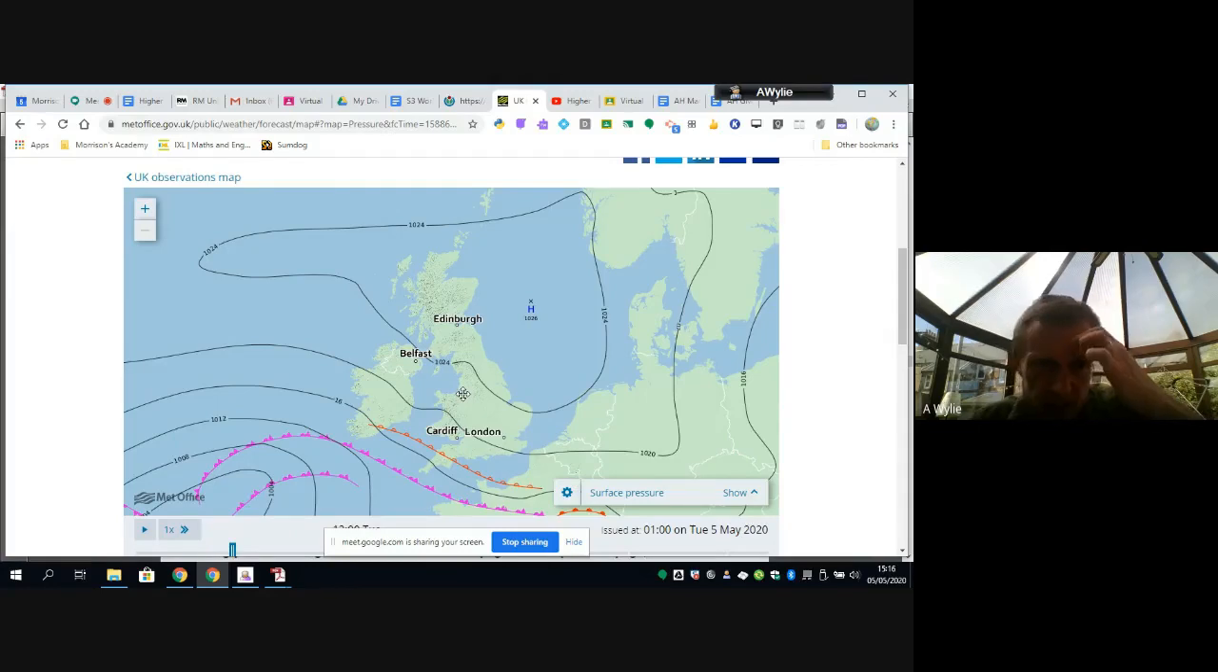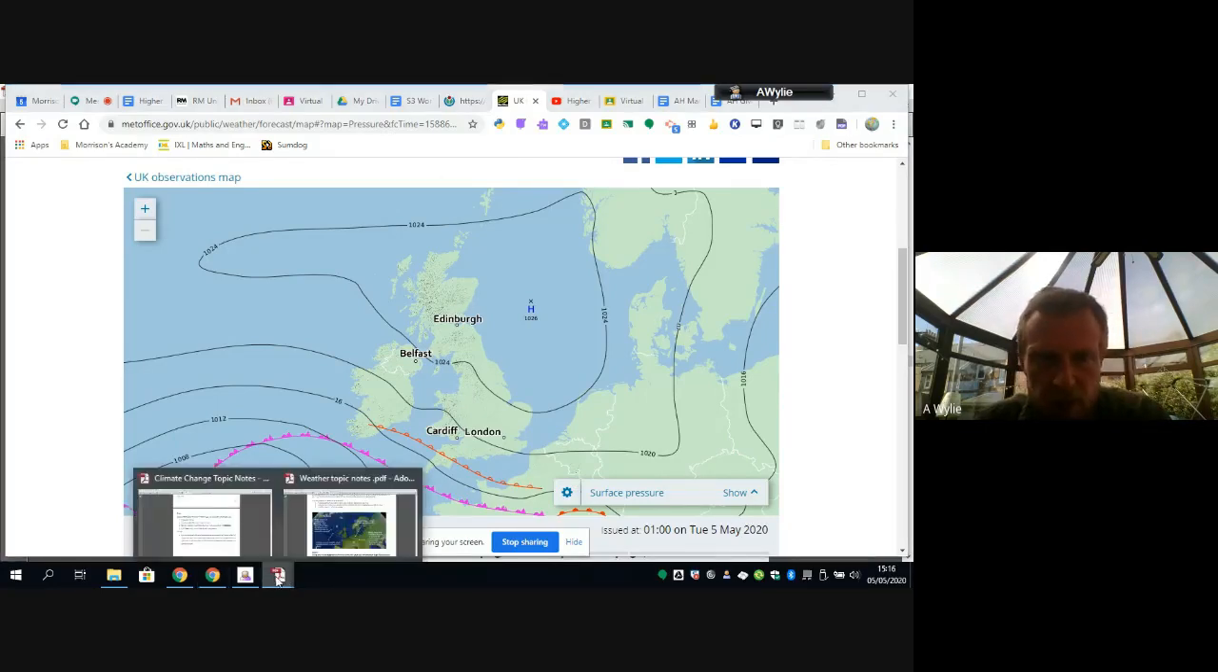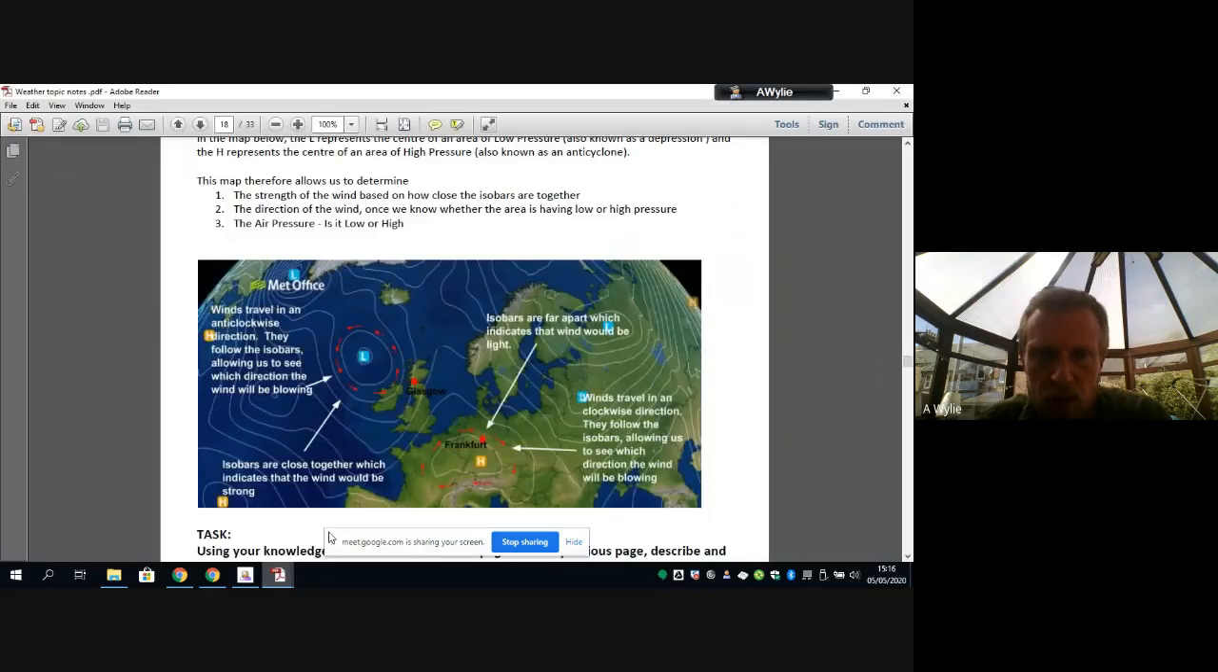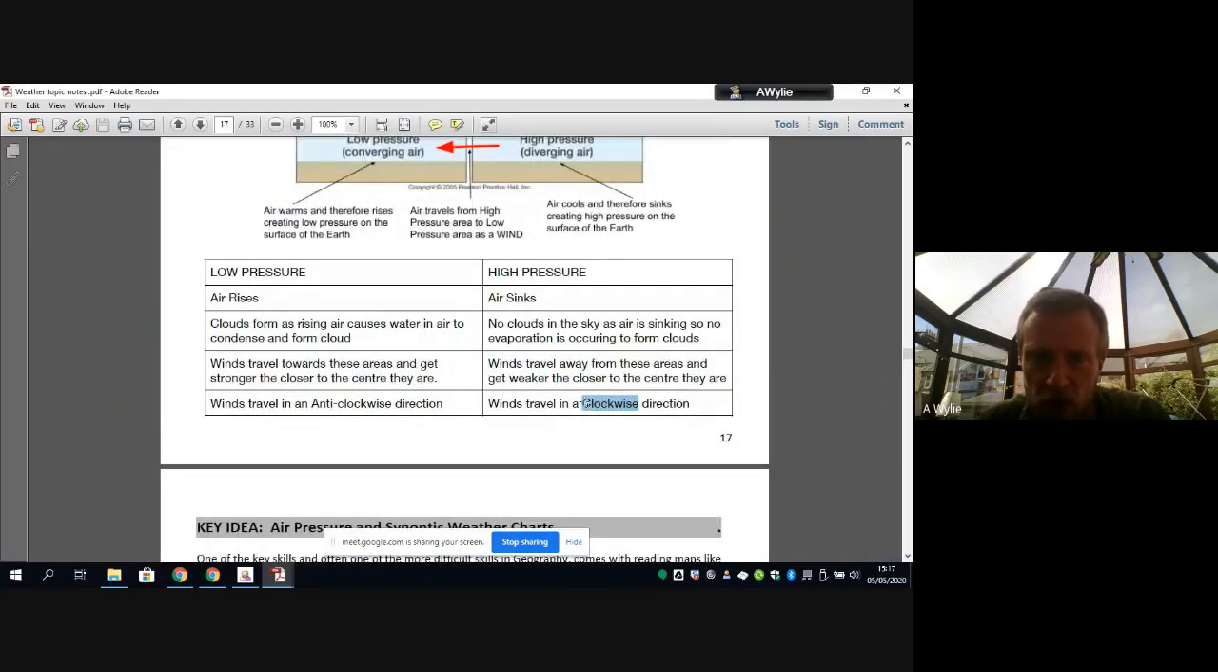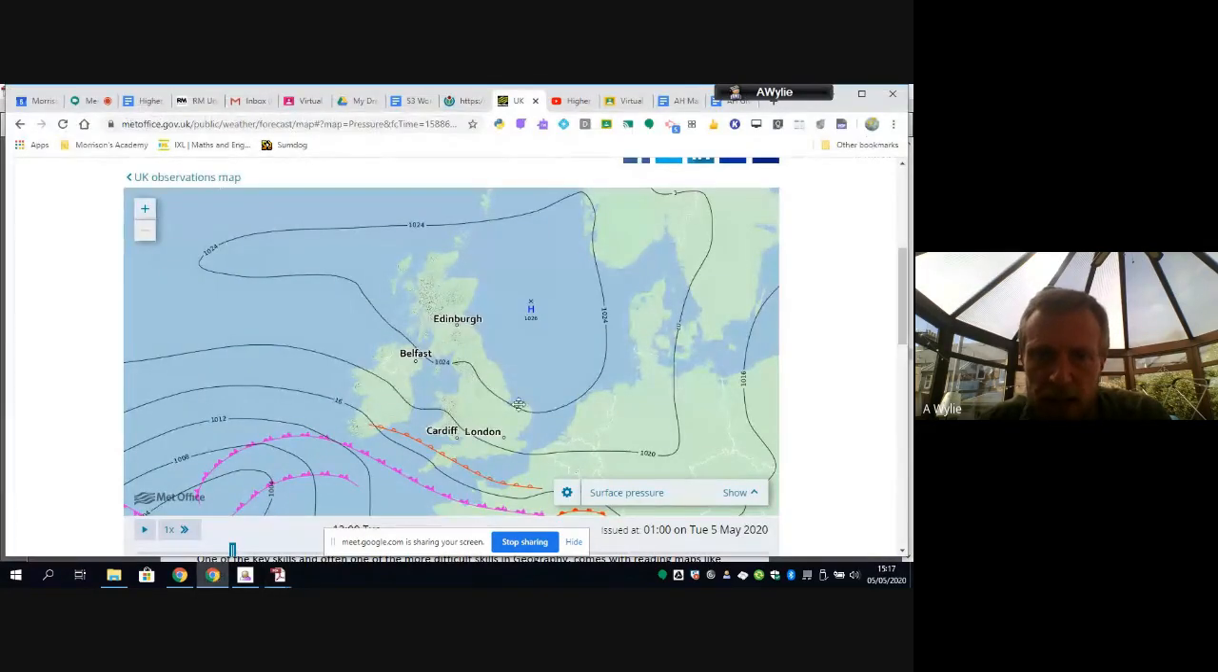So let's go to winds. If you remember one thing, I just explained to you, let me go back, that winds travel in a clockwise direction in areas of high pressure. So if we jump back to my weather map, what that means is the wind is traveling round this way.